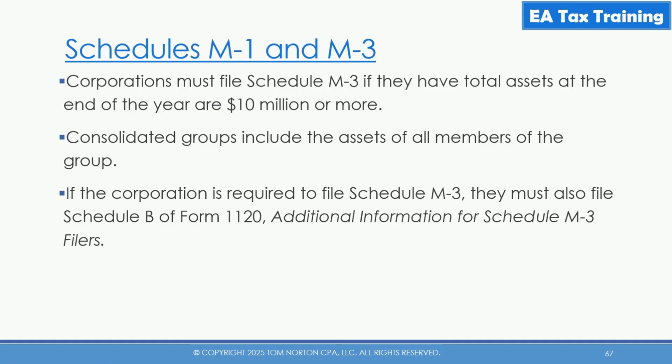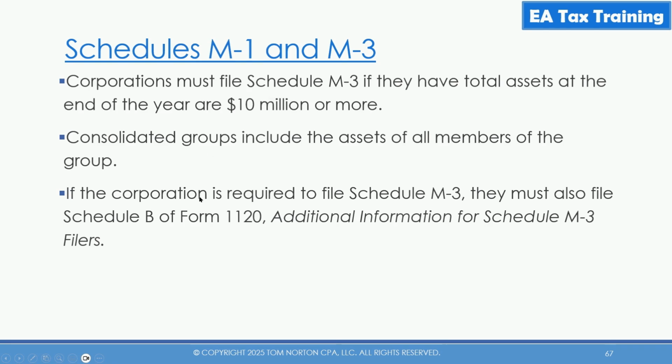Schedules M1 and M3: corporations must file Schedule M3 if they have total assets at the end of the year of $10 million or more. So this is much simpler than the partnership rule. Remember, the partnership was if you had assets over a certain amount or if you had gross receipts over a certain amount, etc. This is more cut and dried. If you have total assets of $10 million or more, then you have to file M3. Consolidated groups have to include the assets of all members of the group. So this is one of those places where if you're in a controlled group, then you have to include all the assets in order to determine whether or not M3 is required.